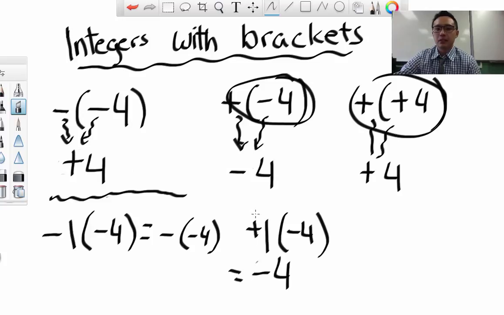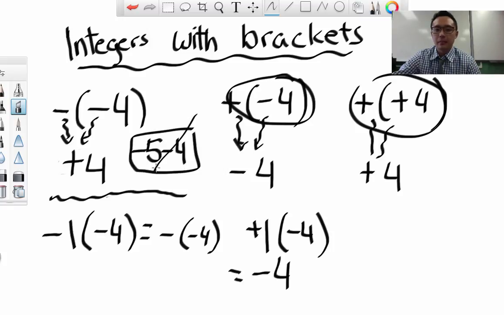That's what that means. So integers with brackets, don't forget this rule. It has to have a bracket. Don't confuse this with something like two numbers like -5 and -4. That's completely different, it doesn't follow the same rule. This one you need to have brackets. So this is the third video, integers with brackets.